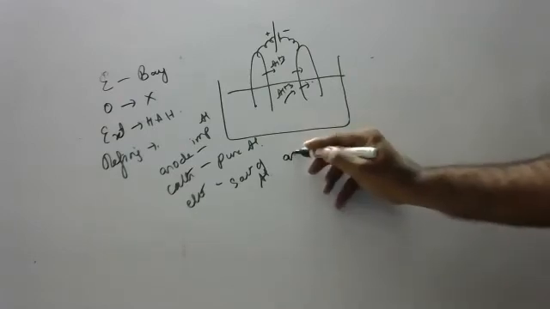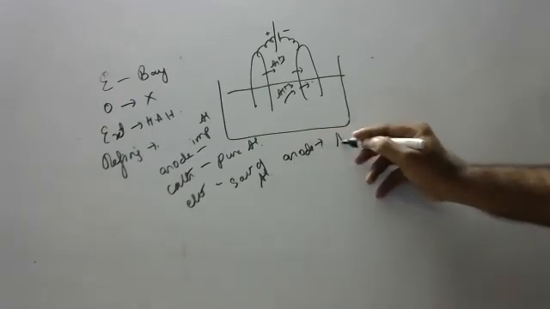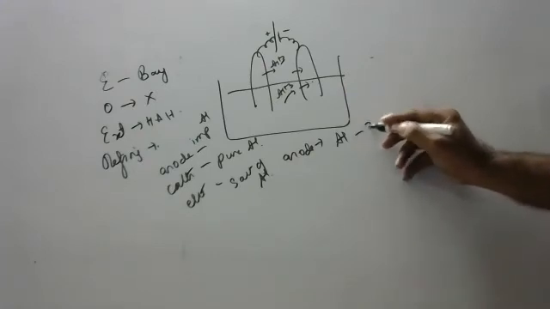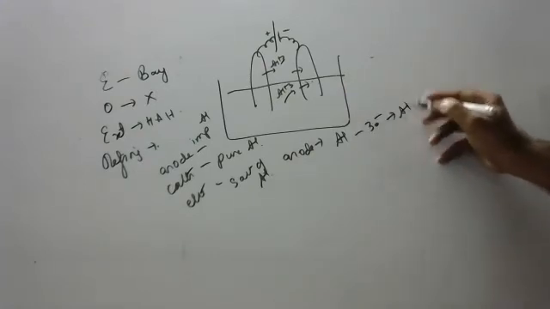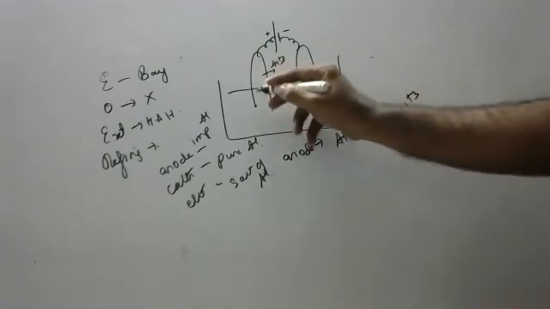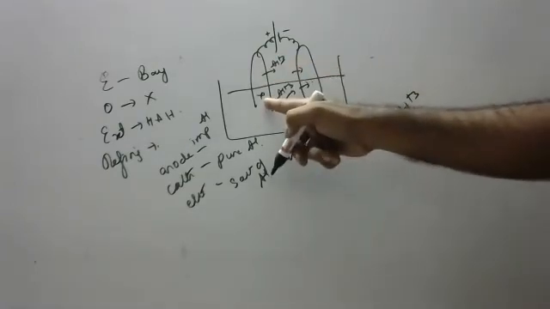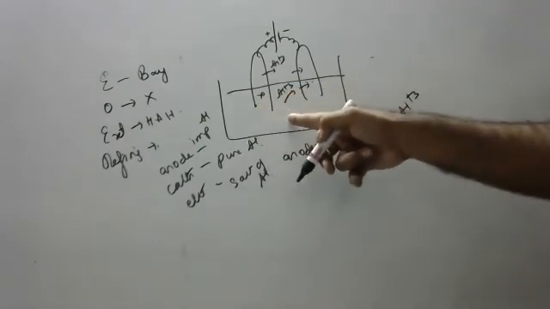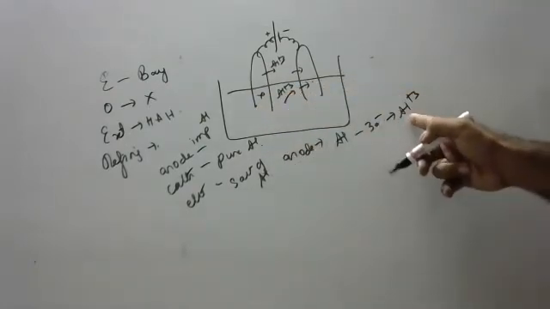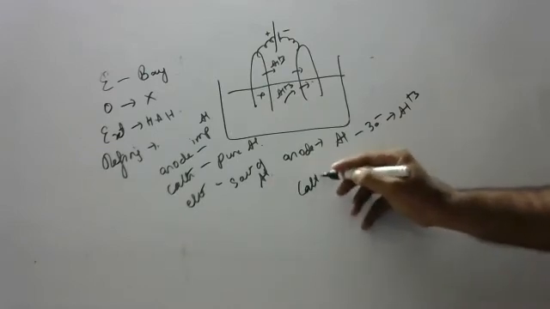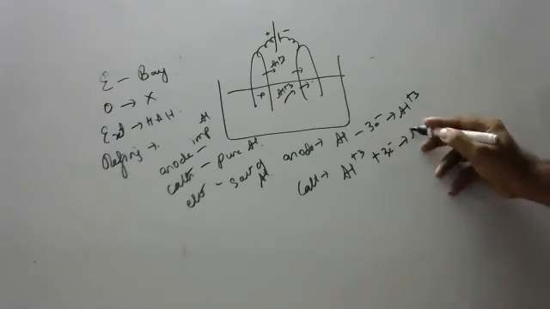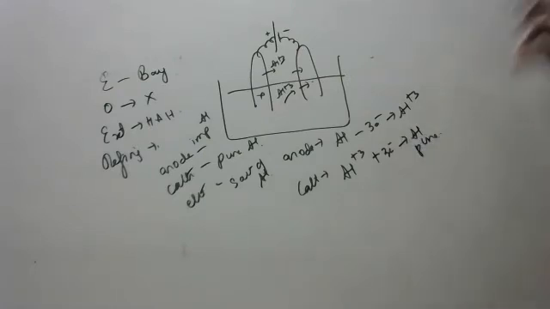Okay, so what happens at anode, children? At anode, it will lose 3 electrons and forms Al plus 3, because anode is impure aluminium. From impure aluminium, all impurities it will leave, and aluminium loses 3 electrons and forms aluminium plus 3. And at cathode, the aluminium plus 3 takes 3 electrons, and you get pure aluminium here.